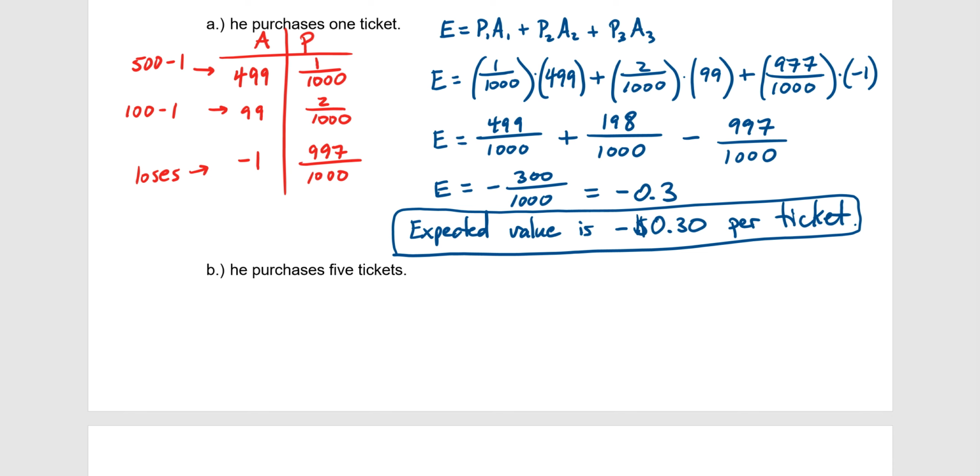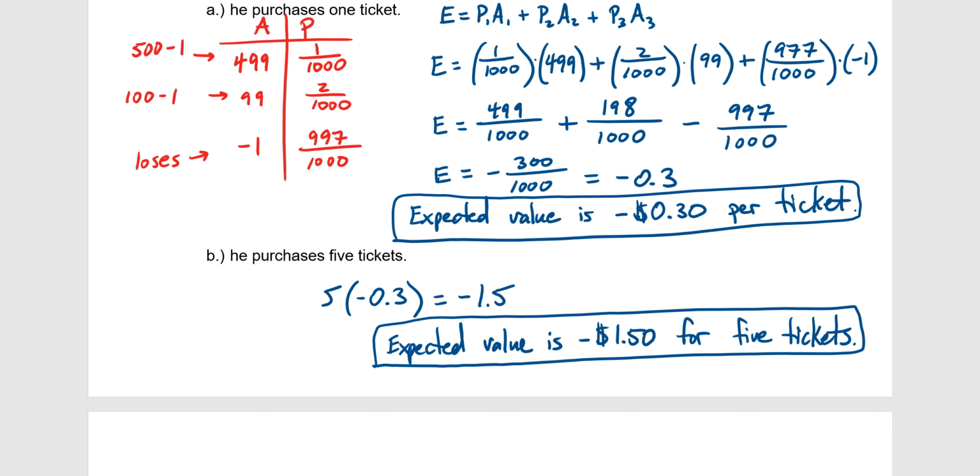So the next question is, he purchased 5 tickets. So we want the expected value for purchasing 5 tickets. All you actually have to do is multiply 5 times what we got from that first one, because you're losing 30 cents per ticket. So we multiply that by 5, and we end up getting negative 1.5. So that means the expected value is going to be to lose $1.50 for 5 tickets.